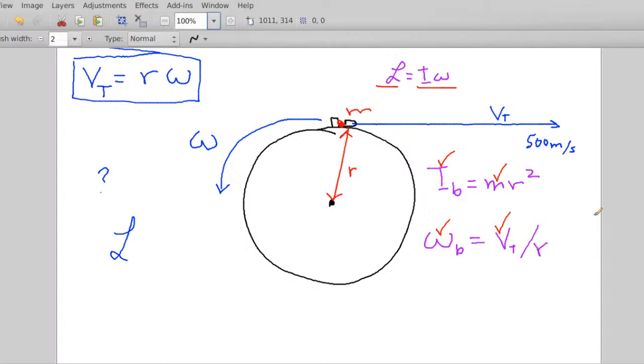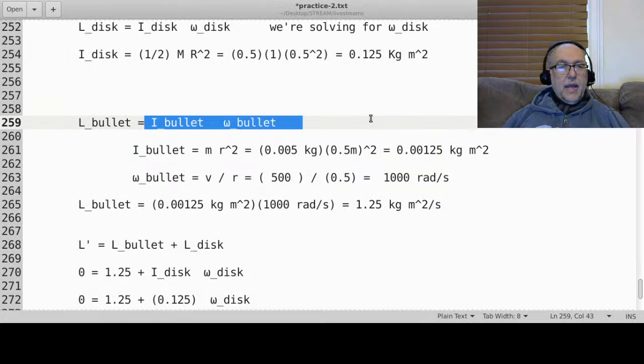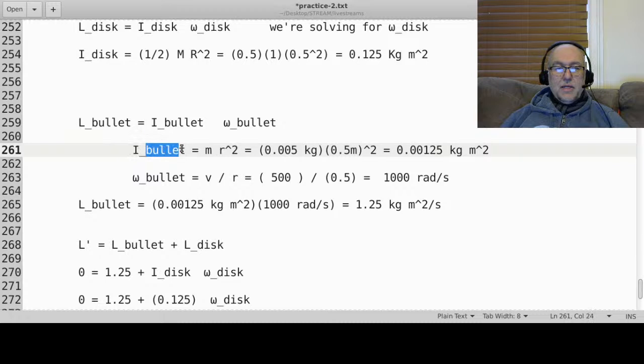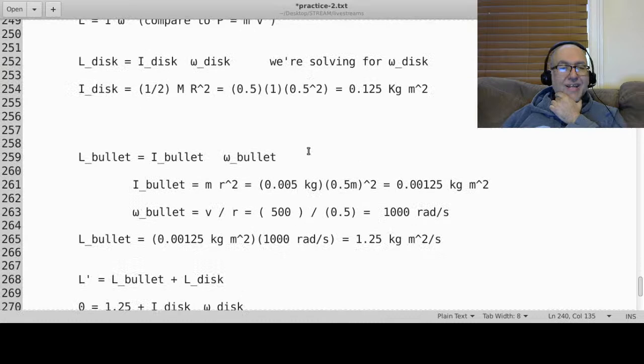Then I have that and I can calculate that for the bullet. All right, so let me switch back to the other whiteboard. The angular momentum of the bullet is still I times omega. How do I get the moment of inertia of the bullet? Well, it's a point mass, so I for the bullet is just mr squared. What's m? m is the mass of the bullet, 5 grams. Converting that to kilograms, 0.005 kilograms.